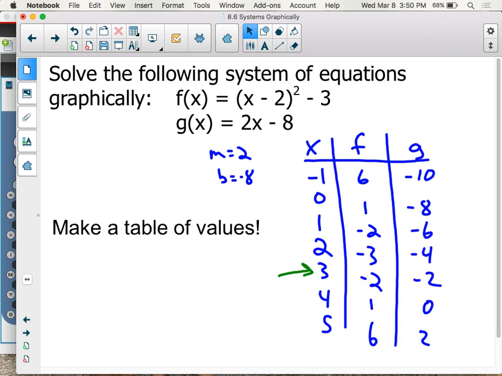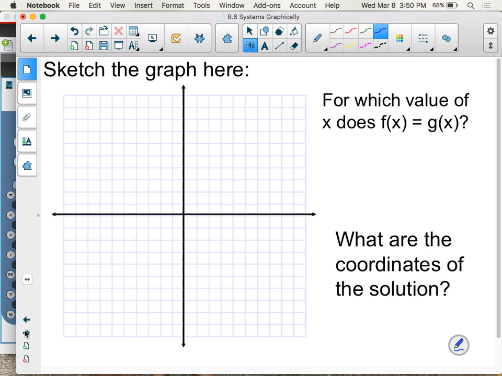So now we go to our graph. Let's see, our vertex was at 2, negative 3. So 2, negative 3, there's our vertex. Then we go up 1. We go up 3. 1, 2, 3, 4. The next ones are up at 6, I believe. There's our graph. Nice smooth curve in the middle.